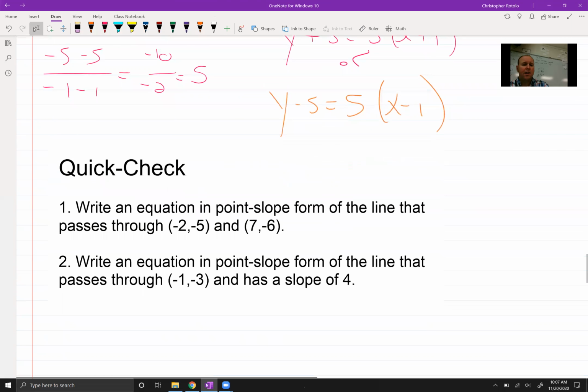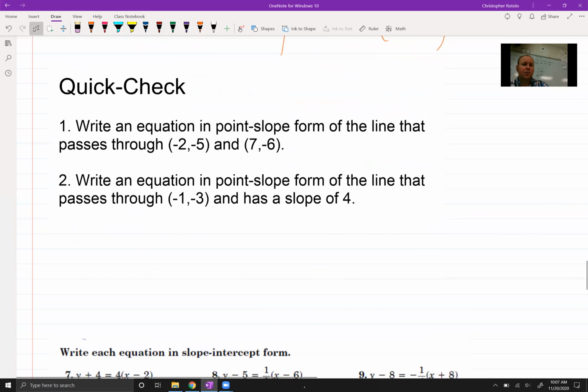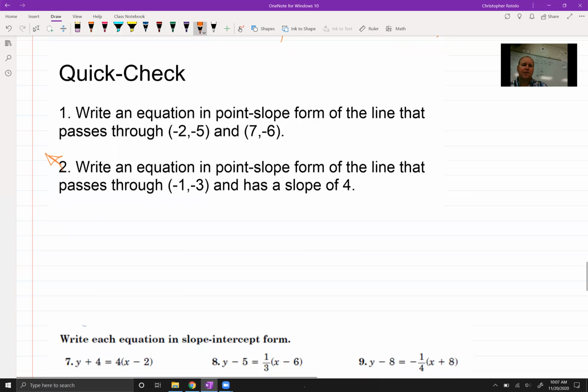All right, so time for a quick little check here. Start with number 2, and then go back to number 1. We have to find a slope. That's the only thing that makes that more difficult, and then we're ready to try these out. So give it a pause here for a minute, see if you can do that on your own, and then come on right back.